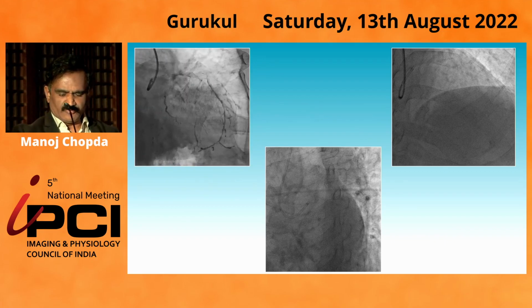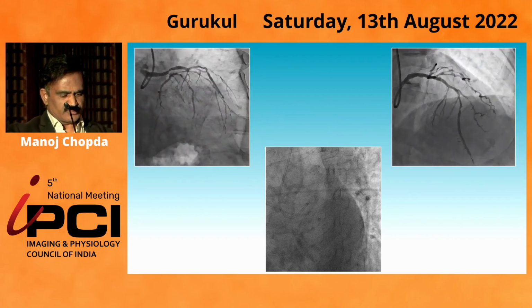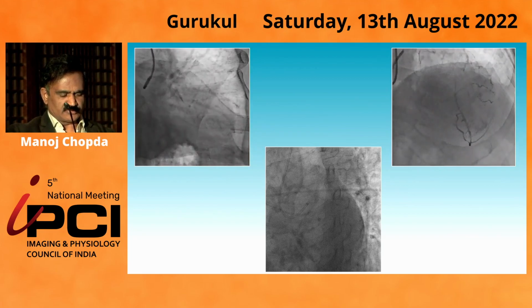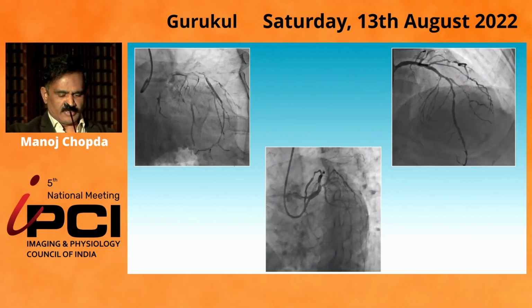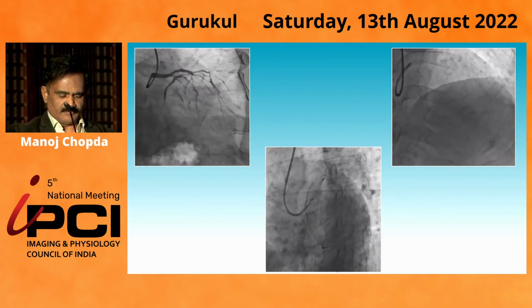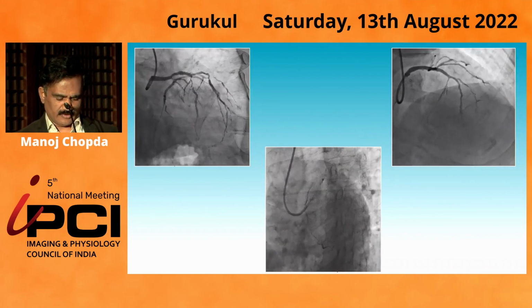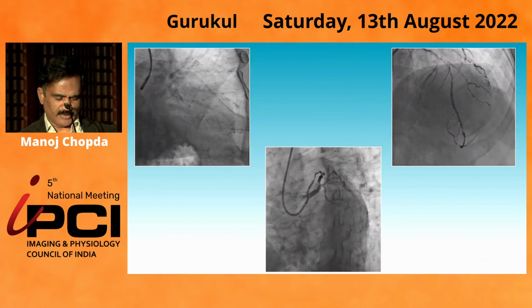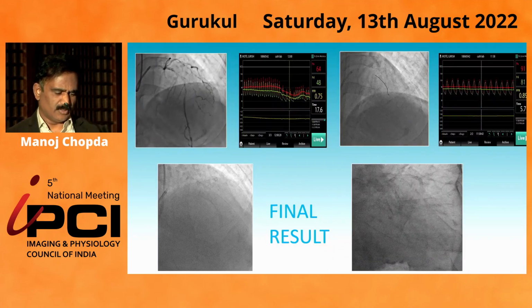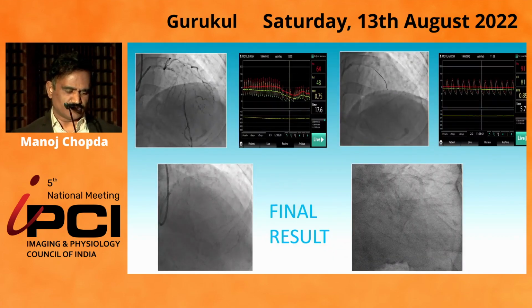This is basically the first angio, where you can see an ostial LAD and the circ lesion which were borderline, and the mid LAD lesion was also borderline. So that time we did an FFR to the LAD. So FFR in LAD was positive.